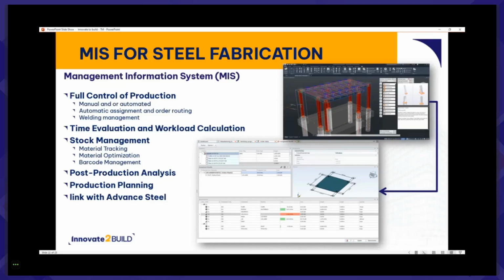Automated assignment and order routing, welding management. So these are other aspects that will give you full control of production, being able to see which department is handling which task at what times, or workstations, I should say, as opposed to department. Time evaluation and workload calculation is something that's executed automatically. Stock management, post-production analysis, production planning, and of course, we have a link with Autodesk Advanced Steel. So these are all the advantages that you would get with using a management information system for a steel fabricator.